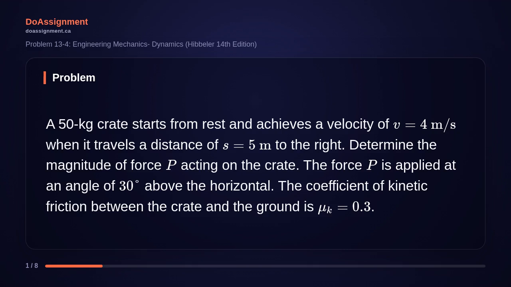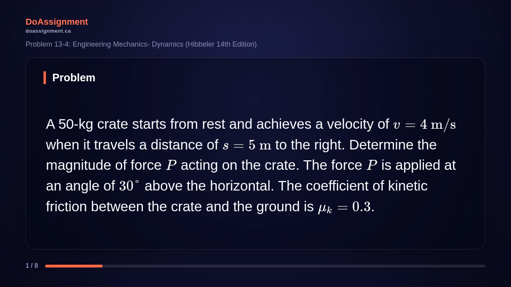A 50-kilogram crate starts from rest and achieves a velocity of 4 meters per second when it travels a distance of 5 meters to the right. Determine the magnitude of force P acting on the crate. The force P is applied at an angle of 30 degrees above the horizontal. The coefficient of kinetic friction between the crate and the ground is μk equals 0.3.